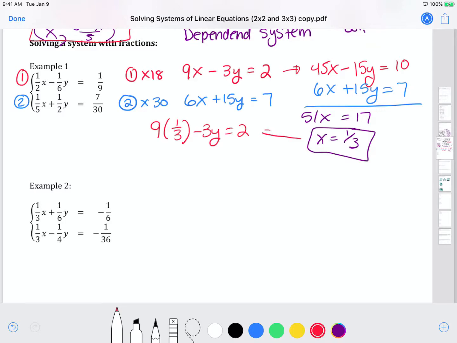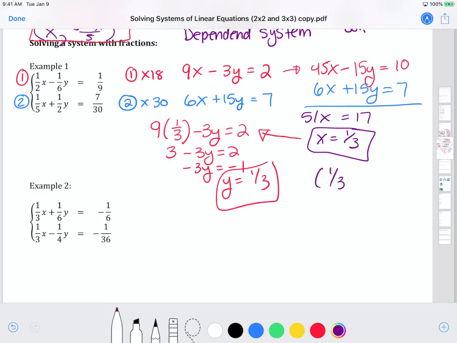Let me put an arrow here so we can follow in the notes where we're going with this. So 9 times 1/3 gives me 3. And then I have 3 minus 3y is equal to 2. I'm going to subtract 3 from both sides. So that gives me a negative 1 on the right, and then I divide both sides by 3. So y is going to end up being positive 1/3 as well. Then if I want, I can graph these and make sure that they intersect at 1/3. This would be the ordered pair where they intersect, 1/3, 1/3.